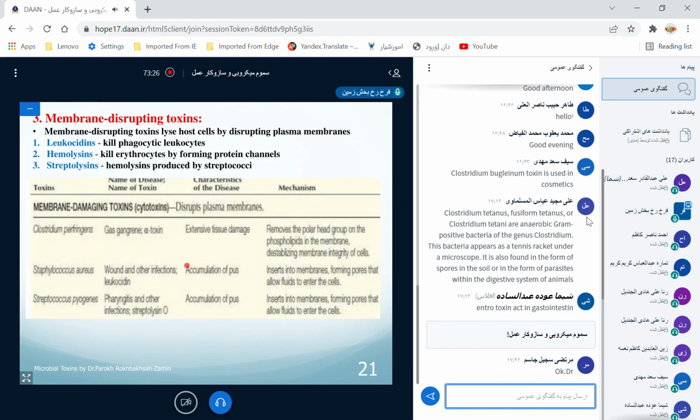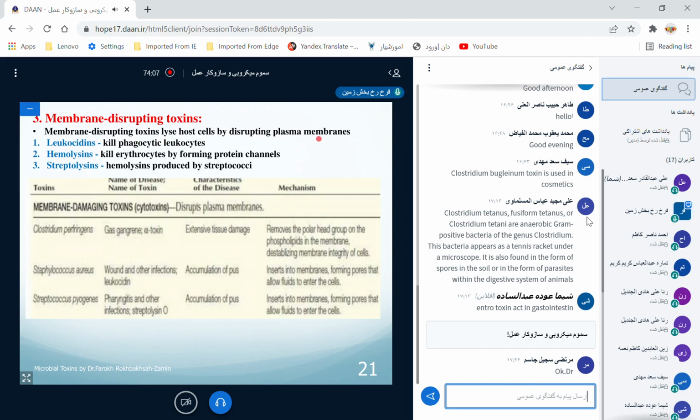So its name shows its activity, membrane disrupting toxins. Those bacteria with these types of toxins attack the cytoplasmic membrane. The cytoplasmic membrane is a vital part, so any disruption leads to the death of the cell, and of groups of cells in a tissue or organ. Membrane disrupting toxins lyse host cells by disrupting the plasma membrane.